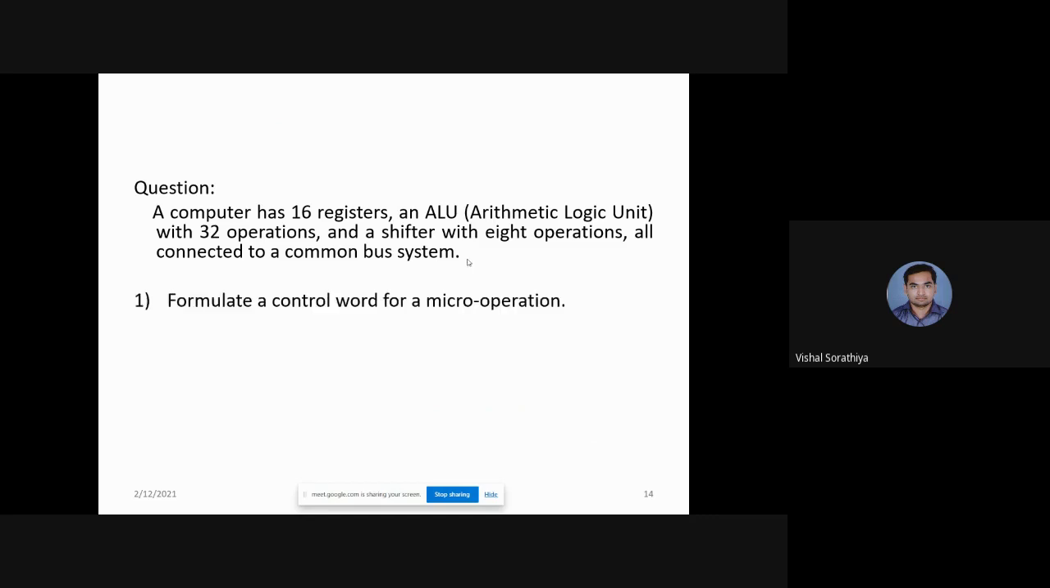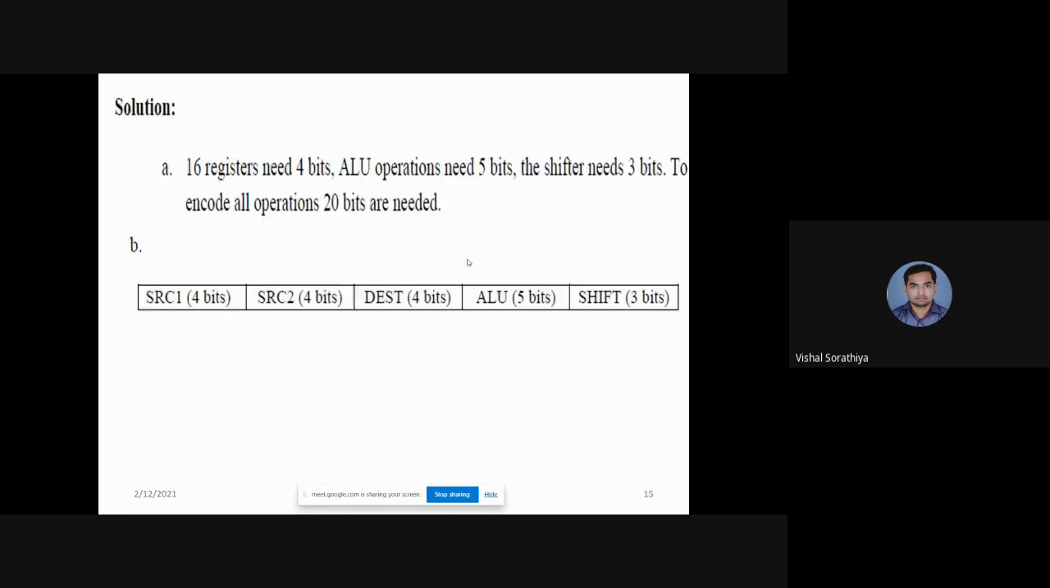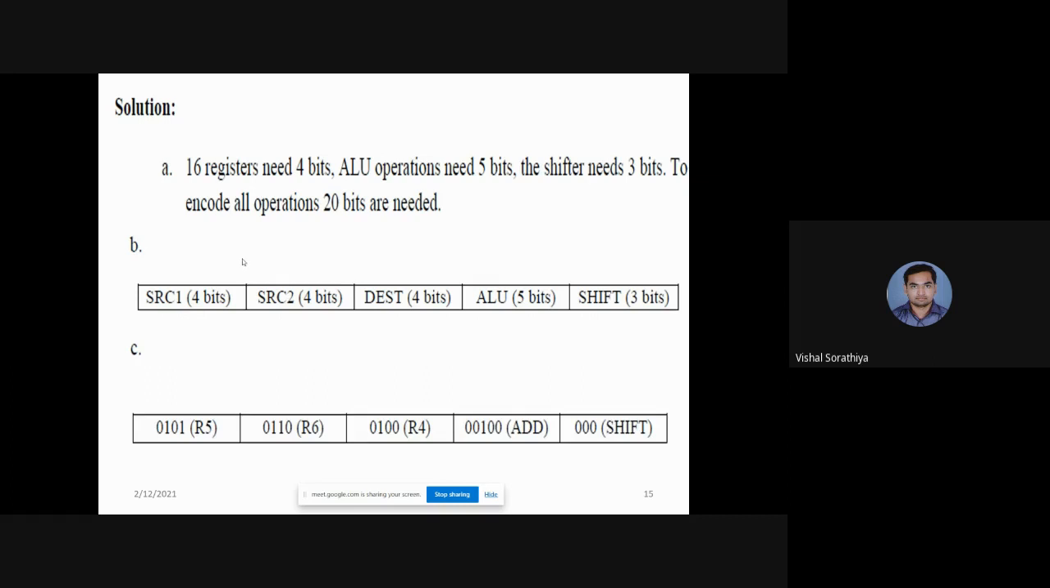We also discussed how to identify the control words, like the size of the register field that you require. Since there are 16 registers, we require a 4-bit selection line to select them in a mux, and we require 5 bits for the ALU because there are 32 operations, and 3 bits for the shifter because there are 8 operations. These are all powers of 2, and that decides the bit length. So we require 20 bits to do all this.